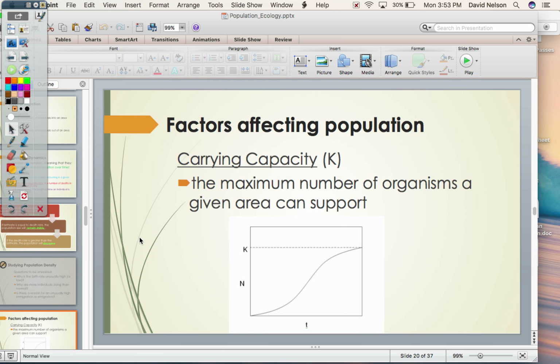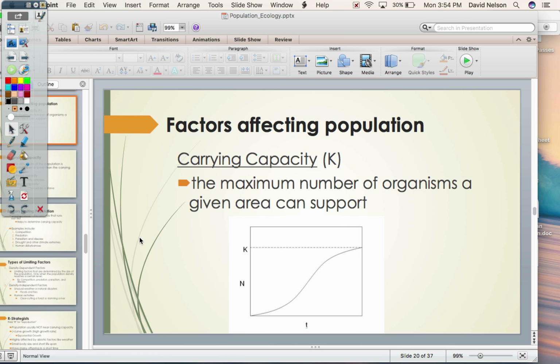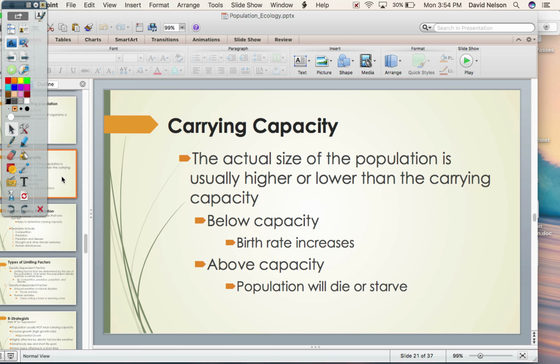But we can't continue to live above our carrying capacity. We can live below our carrying capacity, and that does happen sometimes, and we'll see in a minute how. So it's the actual size that we're able to support. Most of the time, a population will be a little bit above the carrying capacity or a little bit below the carrying capacity, and it's going to fluctuate.